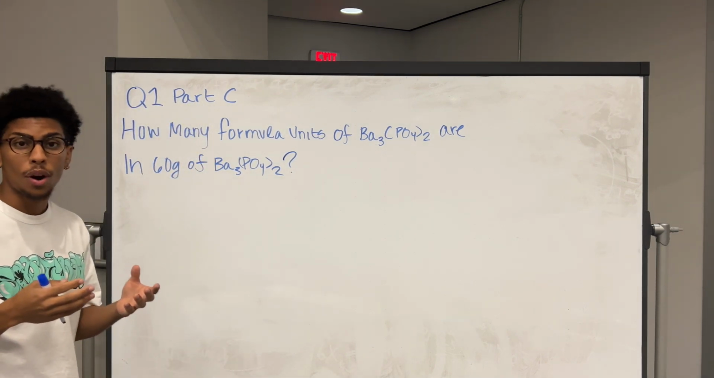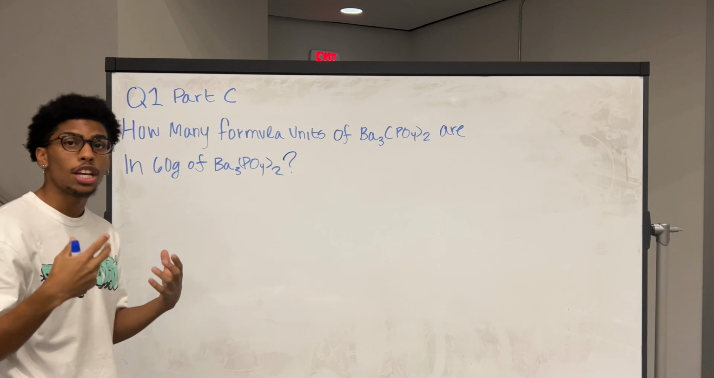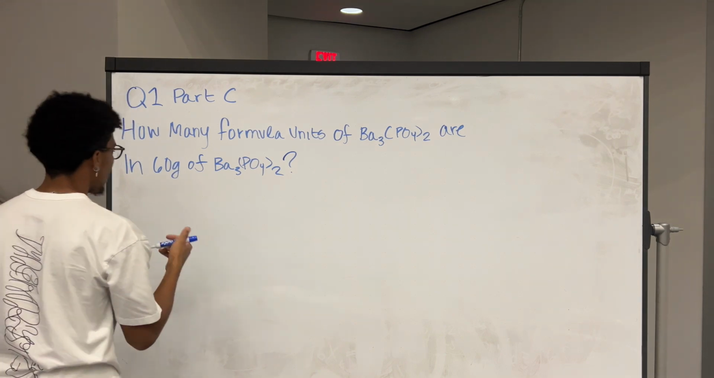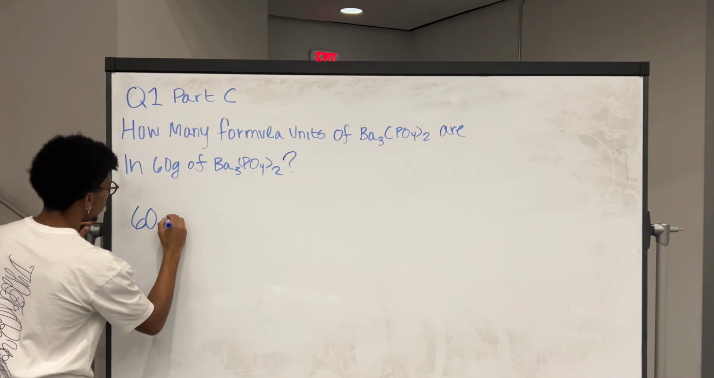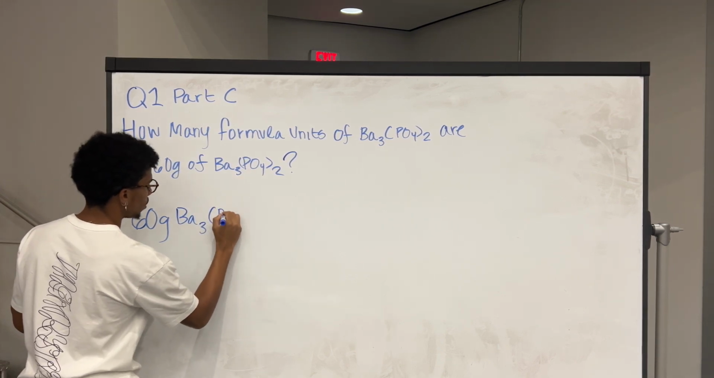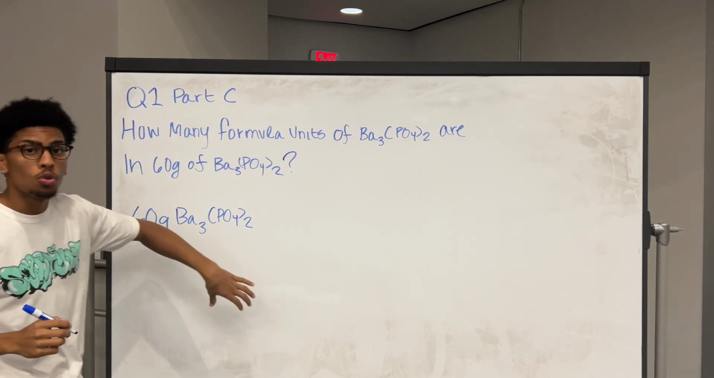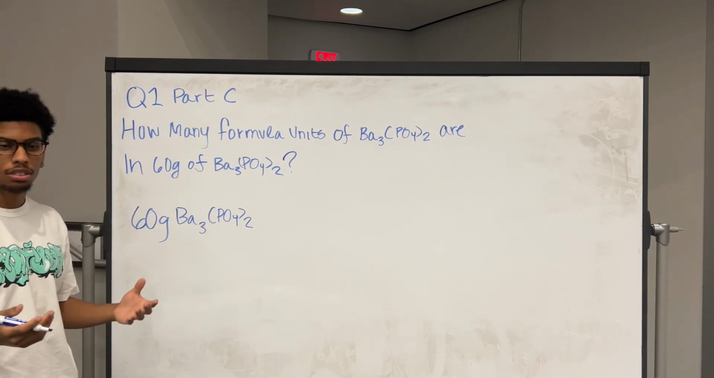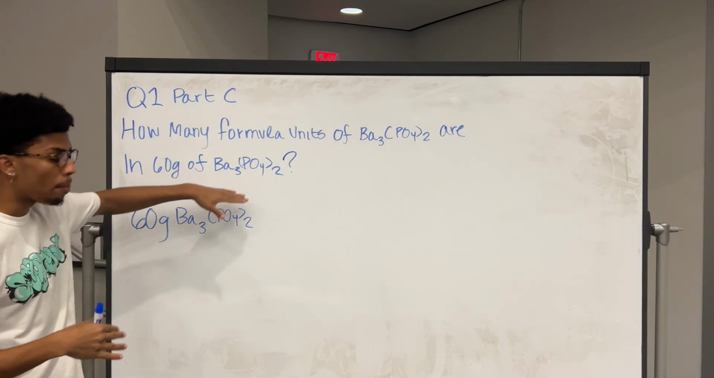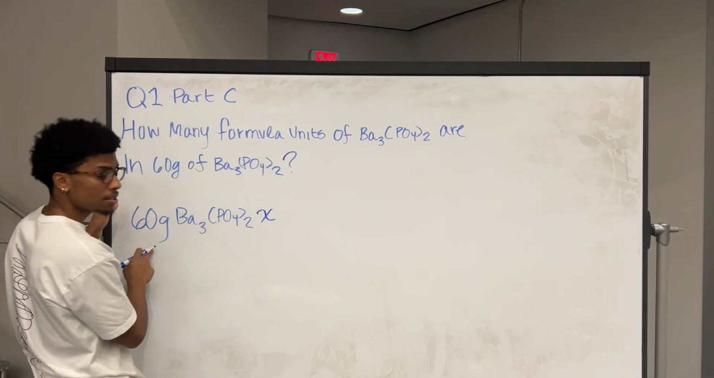So question 1, part B did exactly that. But I'm still going to set it up again so that you can get used to doing that on the exam, because again, questions won't be attached to one another. So you're going to take your 60 grams of barium phosphate, and if you want to go from grams to moles, what's your conversion factor? It's going to be molar mass, and in question 1, part A, we solved for the molar mass of this compound, which was 601.84. So we're going to use that as the conversion factor to cancel out our grams.